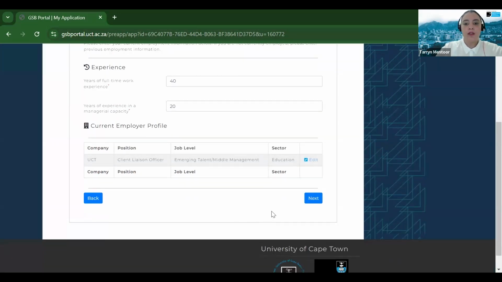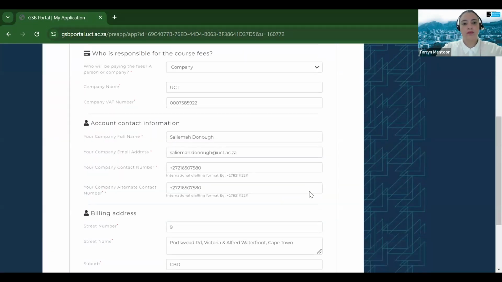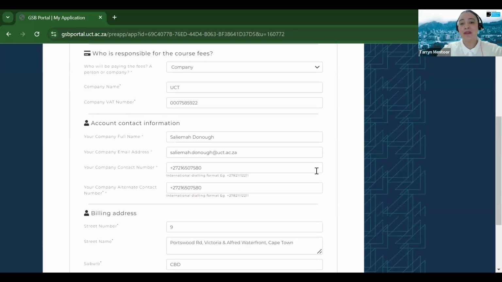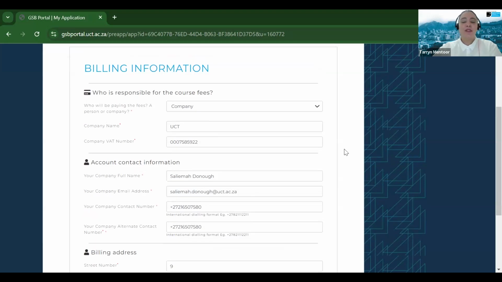Then from there, you move on. This is the billing section. Applicants are quite surprised once they've submitted the form and they see my email, or they see my missed call on their phone about the billing purposes. This is particularly important if your company is paying.